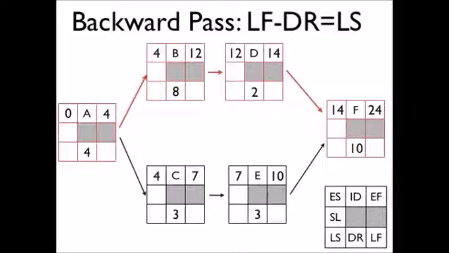The calculation here is that the late finish minus the duration equals the late start. We're going to start out with F, and we're going to put 24 into the late finish for that last task in our network. Subtract 10 from that, get 14. We're going to then carry 14 down to E, minus 3, and we get 11. We carry that 11 over to C, minus 3, and we get 8.